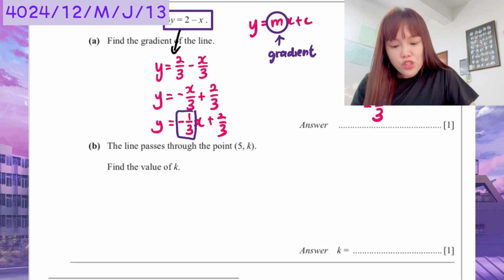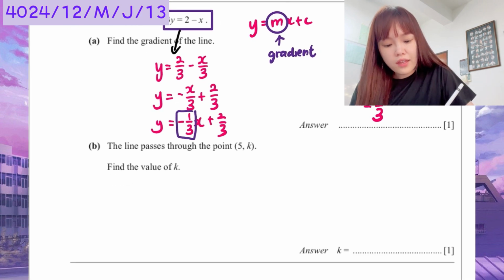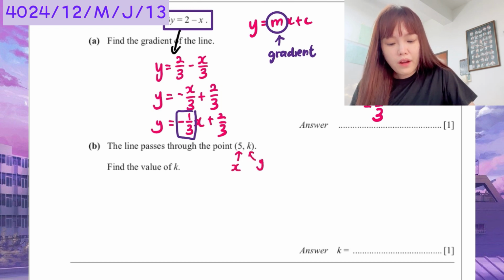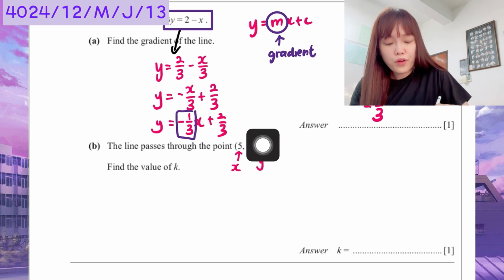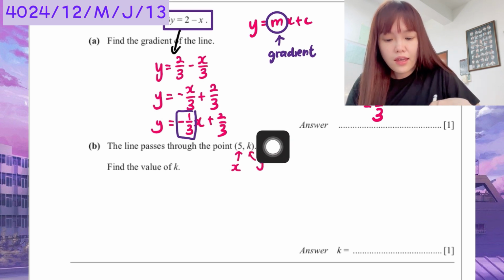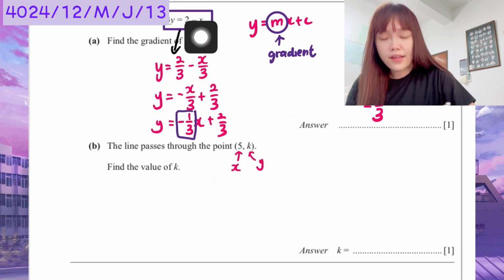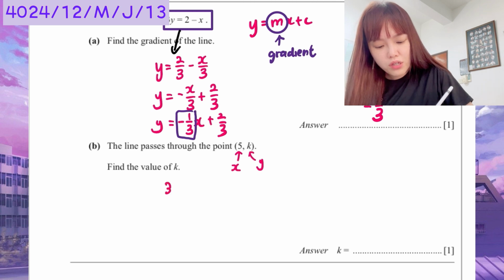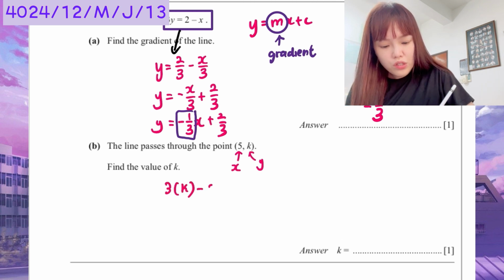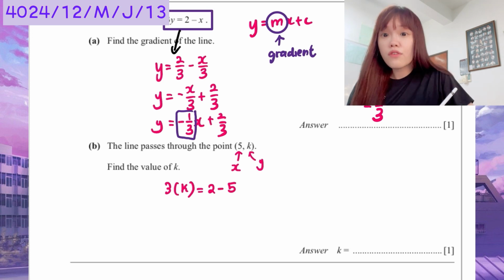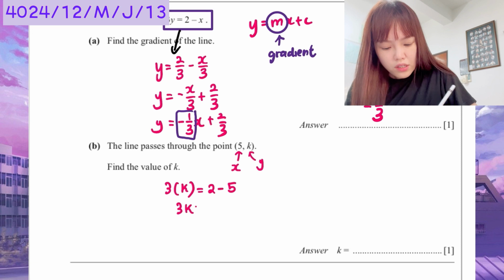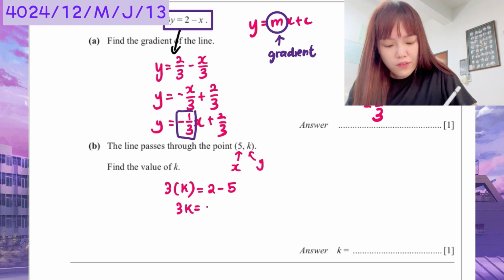And next, the line passes through the point (5, k). This is a coordinate, and we know that this is x, this is y. We have the equation already. So if we want to find the value of k, we substitute this k into your y and your 5 into the x. So it will become like this: 3 bracket k equals 2 minus 5. Then we solve the equation here. So 3k equals 2 minus 5, which is negative 3.